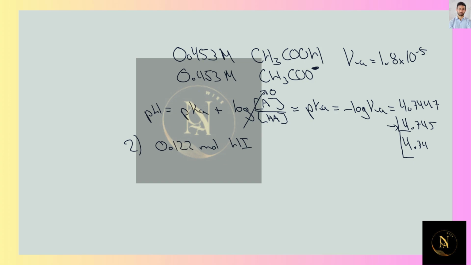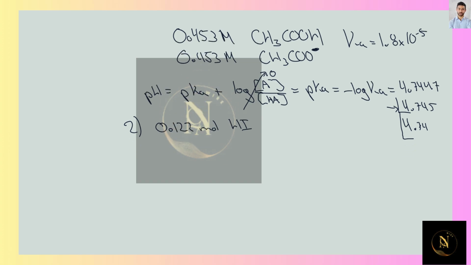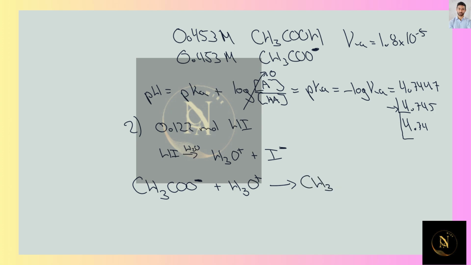So for the net ionic equation that is going to happen, first of all, let's remember that HI in water is going to produce H3O plus and I minus. So that means that the actual thing that is happening is that the conjugate base is going to react with H3O plus in order to generate the carboxylic acid plus water.